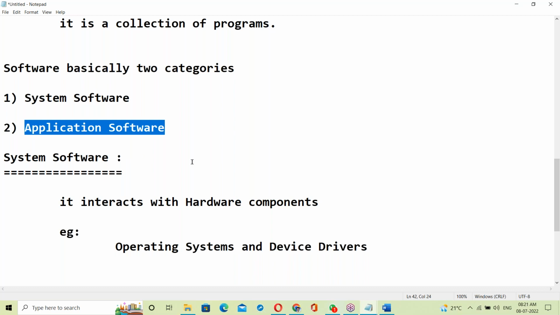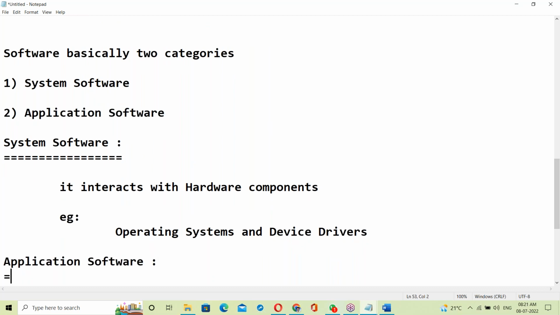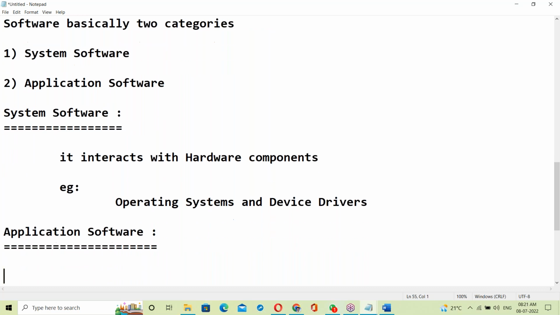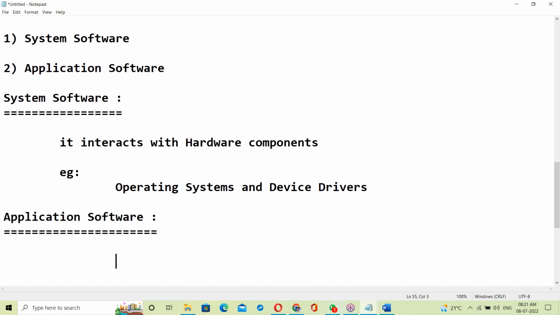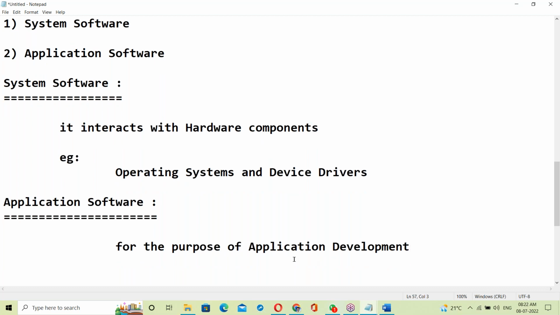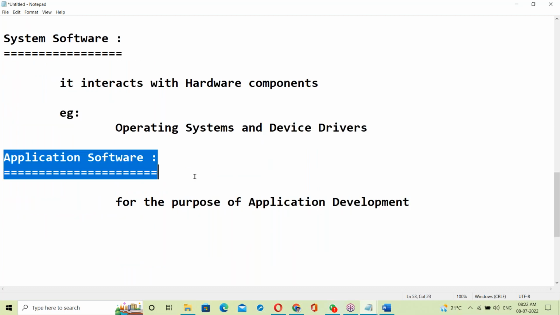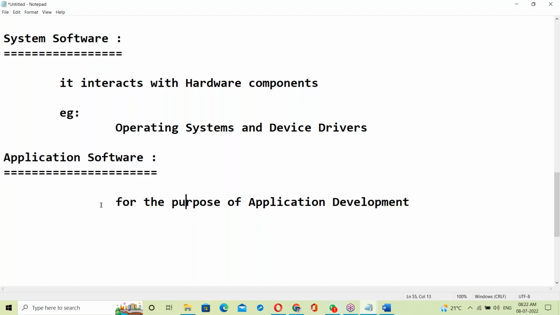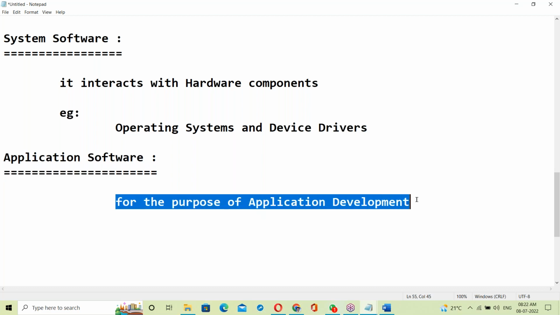Next, application software. What is application software? Application software is for the purpose of application development.